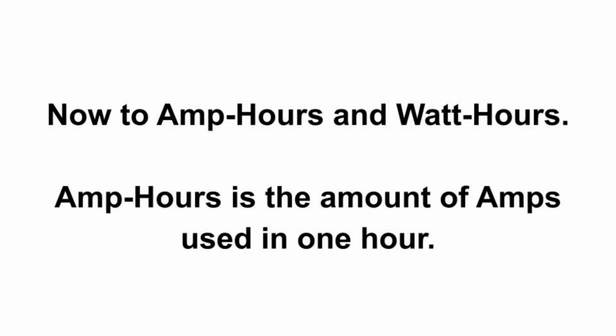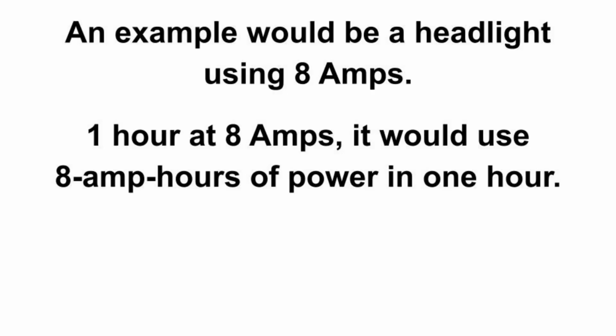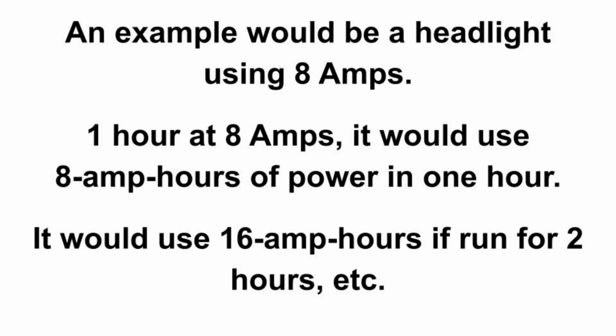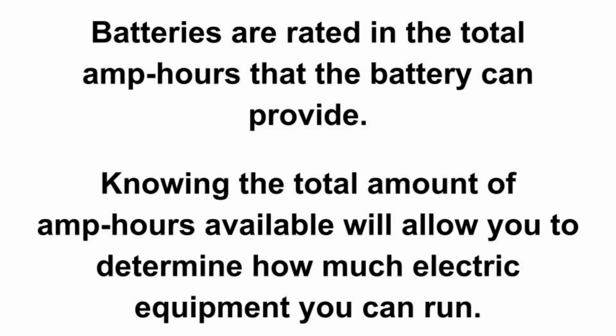Now to amp hours and watt hours. Amp hours is the amount of amps used in 1 hour. An example would be a headlight using 8 amps at 12 volts DC. If that headlight is run for 1 hour at 8 amps, it would use 8 amp hours of power in 1 hour. It would use 16 amp hours if run for 2 hours, etc. Batteries are rated in the total amp hours that the battery can provide. Knowing the total amount of amp hours available will allow you to determine how much electric equipment you can run from a battery and for how long.